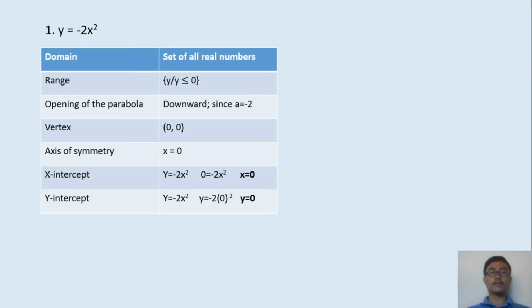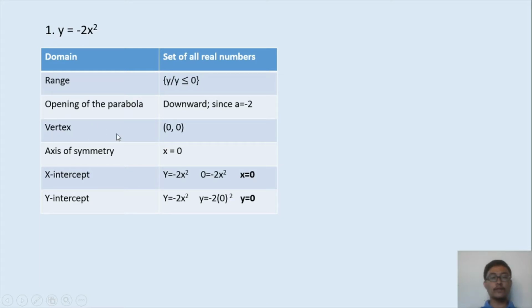Let us now have the answers for each term. So we have domain, which is the set of all real numbers. Range, which is y such that y is less than or equal to 0. Why is it so? Kasi ang a natin is negative 2. That is, a is less than 0. Kaya ang ating range is less than or equal to 0. So, ang opening ng parabola natin is downward since ang a natin is negative.